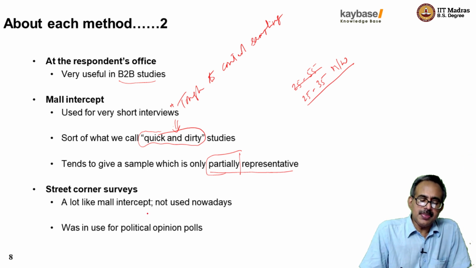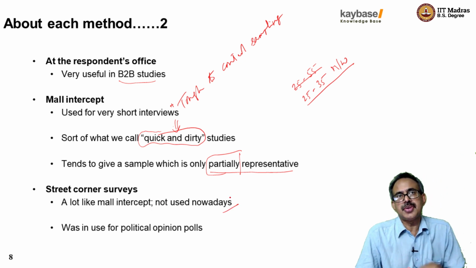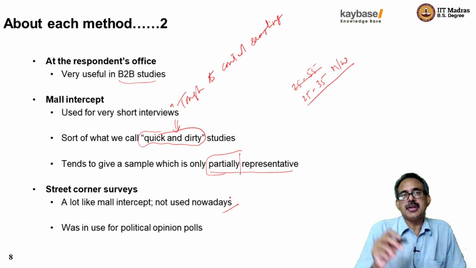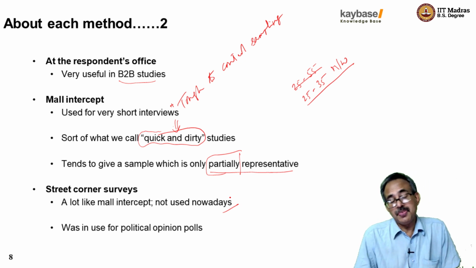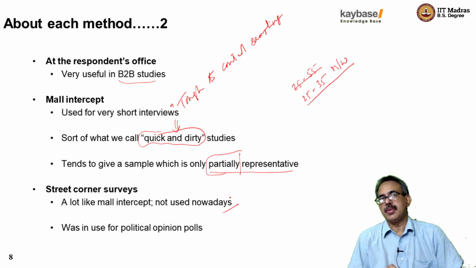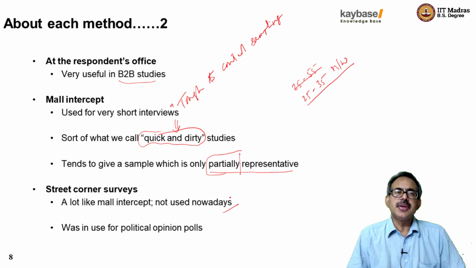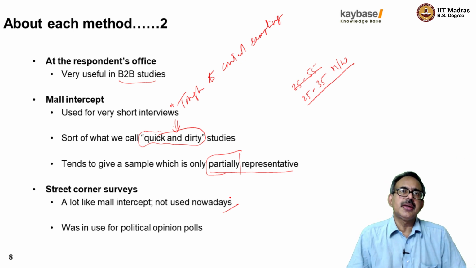Street corner surveys are like mall intercept, not used substantially nowadays. There was a time opinion polls used to be done here, political opinion polls. You post people at street corners, catch people who come. Very useful again for middle income and below kind of consumers. They are the ones who are walking in the streets, and they're the ones who generally don't seem to be in a hurry, thinking, oh, I need to be somewhere else in 5 minutes time. They seem to have some time on their hands. So a large number of them will answer questions.